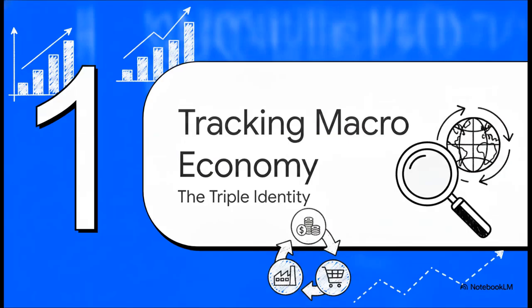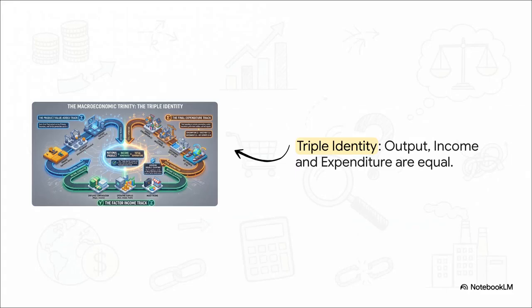Section 1. Tracking the macroeconomy, the triple identity. Okay, before we look at the massive headaches of measuring an economy, we really have to understand our core objective. What exactly is national income, and how do we even begin to track it? Well, we rely on what we call the triple identity.